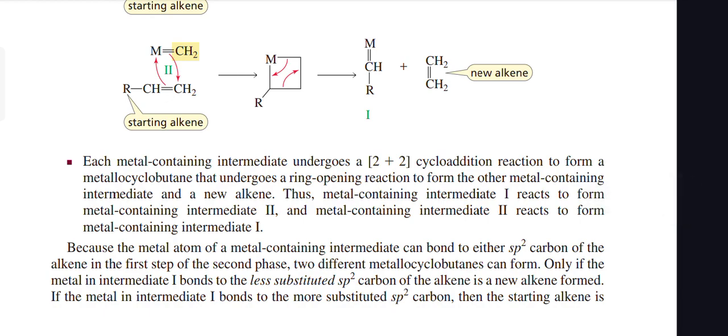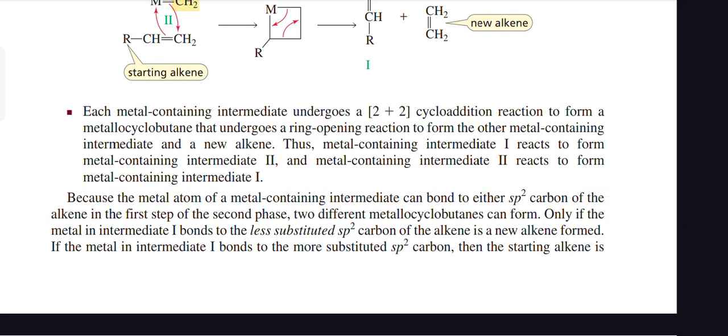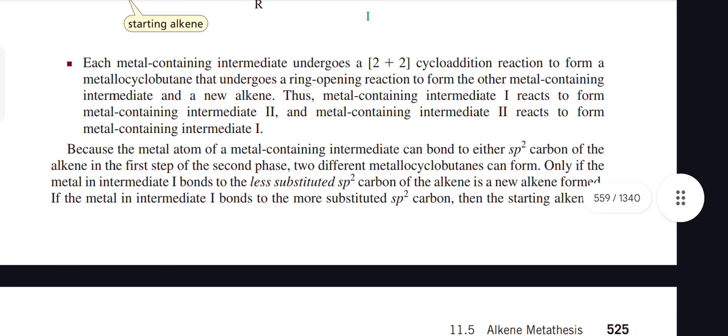Because the metal atom of the metal-containing intermediate can bond to either sp2 carbon of the alkene in the first step of the second phase, two different metallocyclobutanes can form. Only if the metal in intermediate first bonds to the less substituted sp2 carbon of the alkene is a new alkene formed. If the metal in intermediate first bonds to the more substituted sp2 carbon, then the starting alkene is reformed.